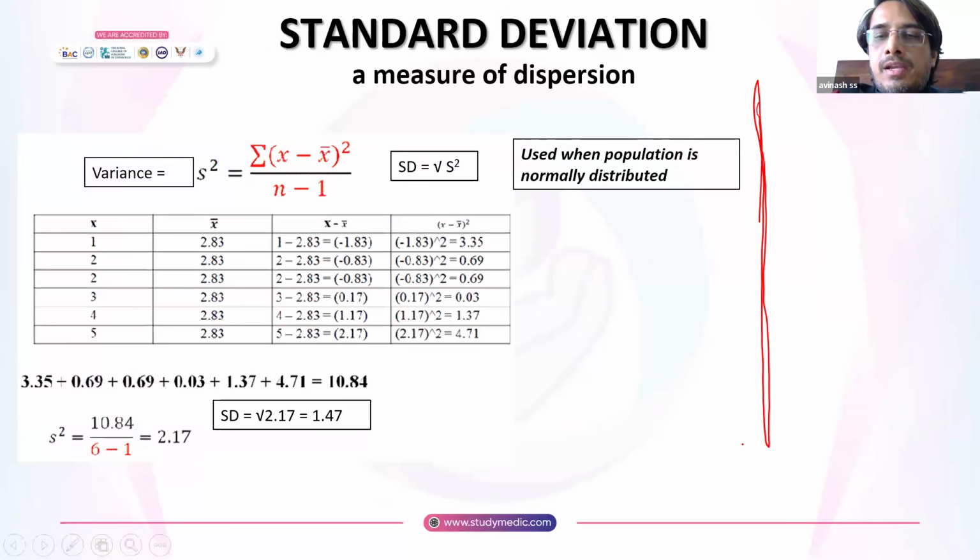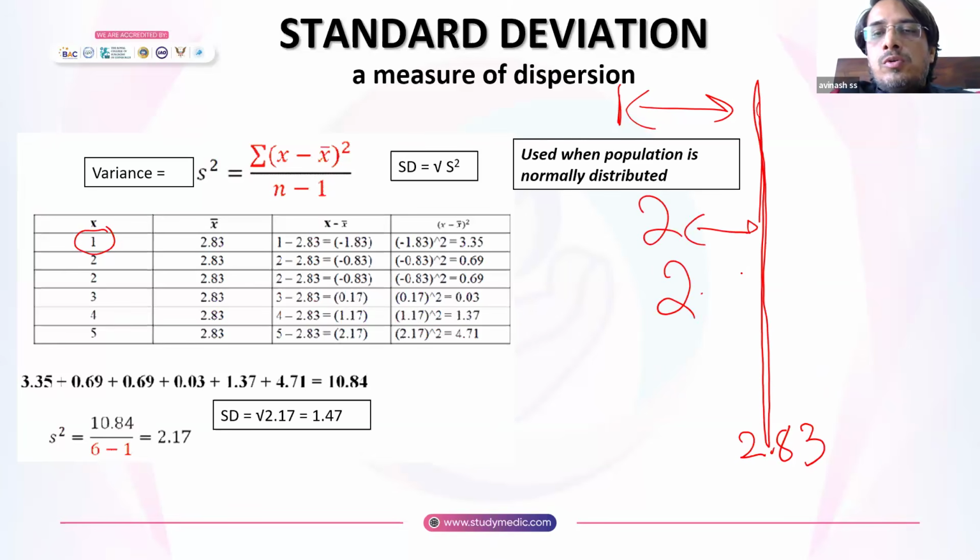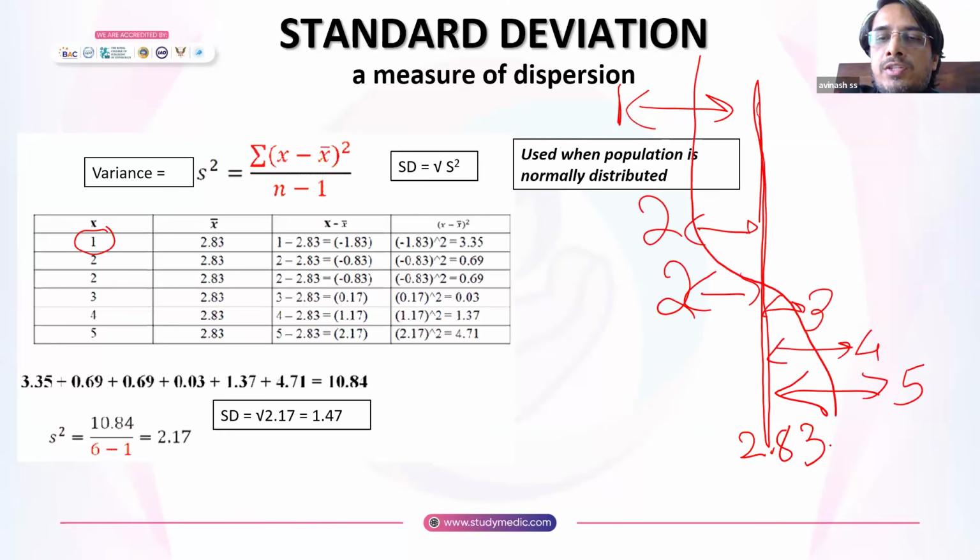Now, 2.83 is the mean. How much is the variation from the first value? The first value is 1, so this much variation. The second value is 2, very little variation. The third value is also 2, very little variation. The fourth value is positively a little bit higher. The fifth value is a little bit more from the mean, and the last value is even more than the mean. If you add all the variations, some are plus and some are minus from the mean, and if it is normally distributed, it will amount to almost 0.